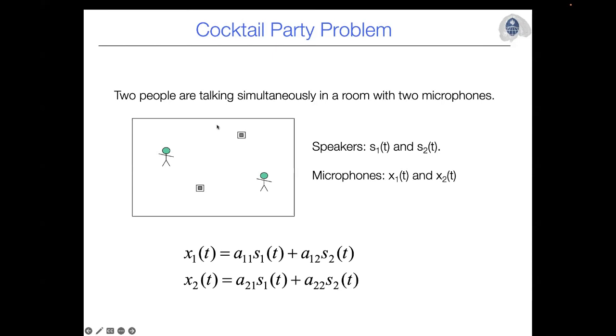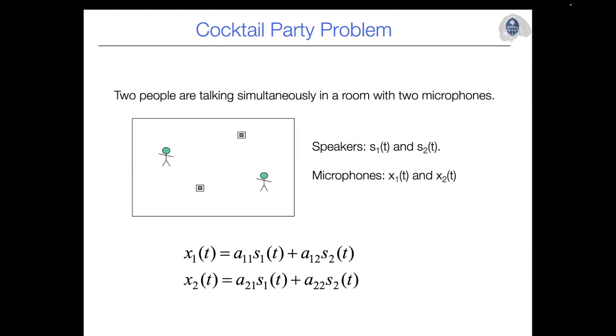And the same is true of microphone 2. It's picking up some weighting of these two conversations. Now, what do we know here? Well, in this case, we know what X1 and X2 is because we have the recordings, right? We don't know what S1 and S2 is, which are the conversations. And so our goal is, can we use these recordings and extract what the two separate conversations were? And so this is the cocktail party problem.